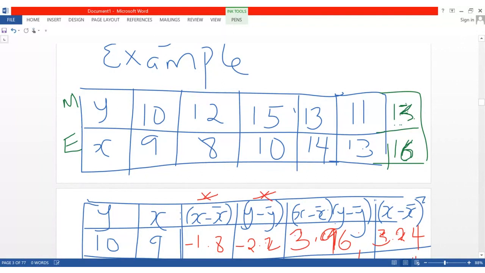It will be 13. So we have been able to use one of the variables, x, to predict another value, that is y, basically using the regression equation. Now a person will ask, what if you put a mark for y and you miss x? You put a value for y and you miss x.